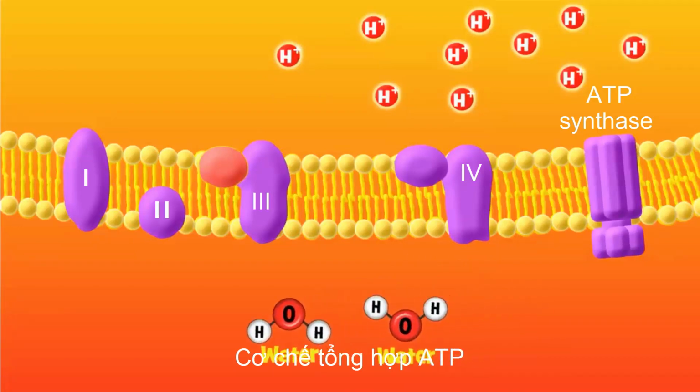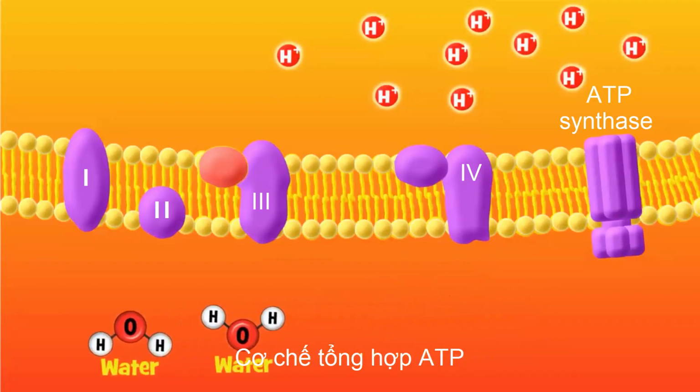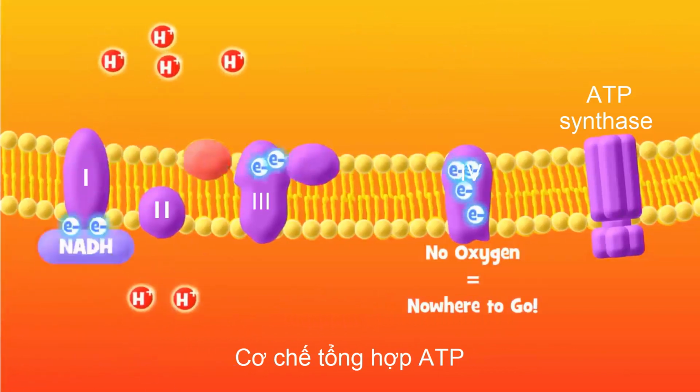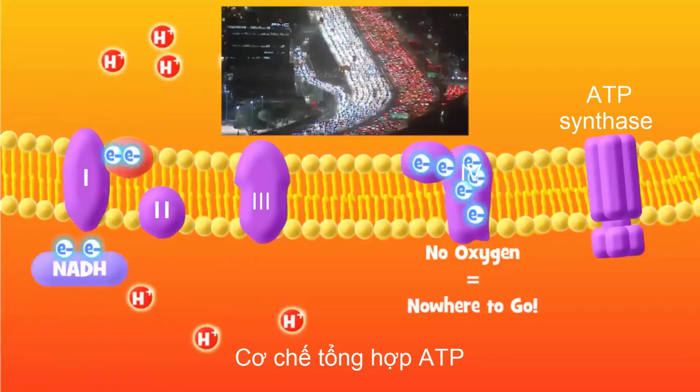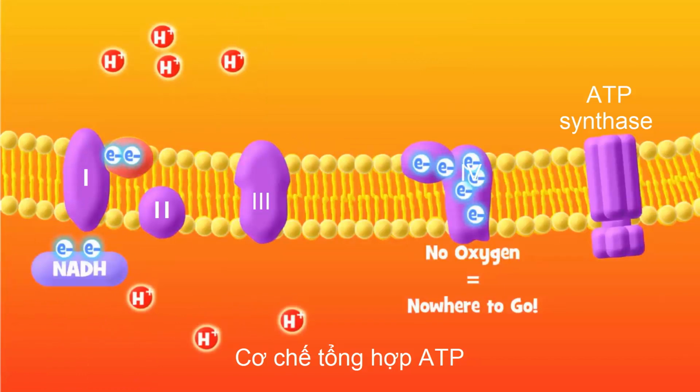Your cells need oxygen to accept these electrons, or the electron transport chain will grind to a halt, like an LA freeway during rush hour. And if the electron transport chain stops, you won't be able to make enough ATP to keep you alive, and you die. So keep breathing that oxygen.